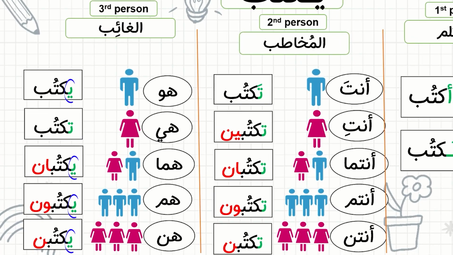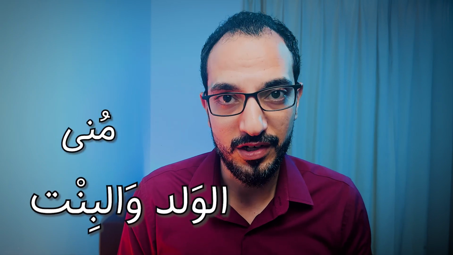Do you notice something with the prefixes for the third person? Yes, all of them are starting with the ياء except for هي. This is the only one that's starting with تاء. One very important note for the third person, that it can be replaced with any noun, such as Ahmad, Muna, the boy and the girl, etc. And the same suffixes and prefixes will apply.